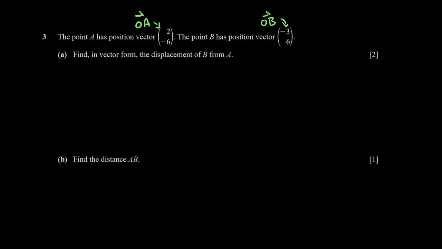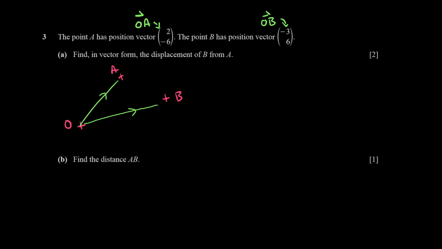The second thing then is if we want to find in vector form the displacement of B from A, well, if I was to draw out the three positions, right? Here's O, here's A, here's B. Sorry, this is not to scale, right? It's not meant to represent the vectors. This guy is the vector OA. This guy here is the vector OB.